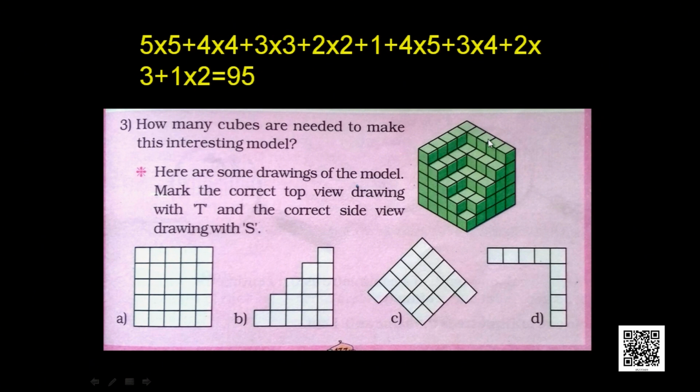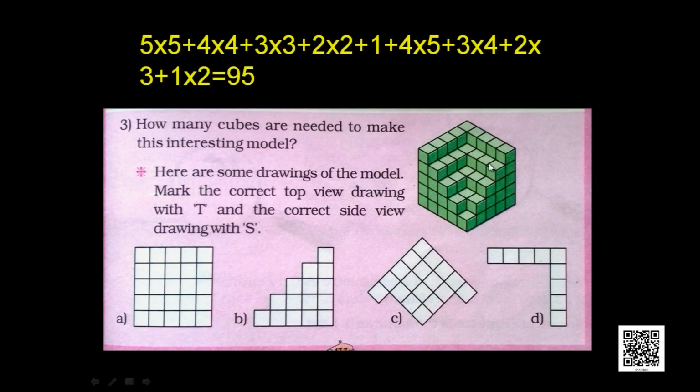In this side, in the uppermost layer, on the right side, 1, 2, 3, 4, 5. So, here there are 5 cubes. Below also, from top to bottom, there are also 5. So, how many cubes are there in this side? Obviously, 5 into 5, 25 cubes. I have written here 5 into 5.